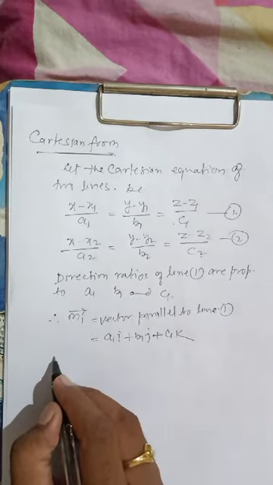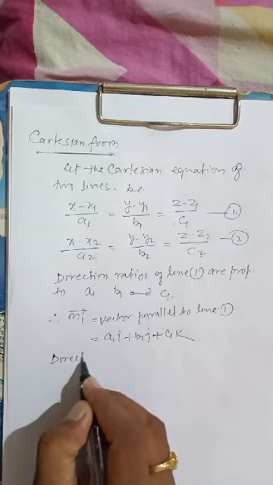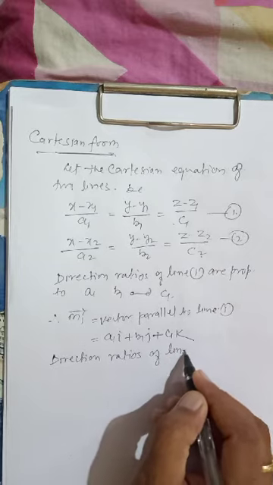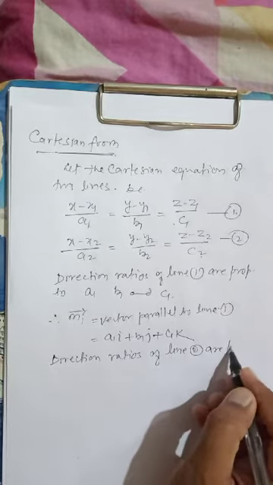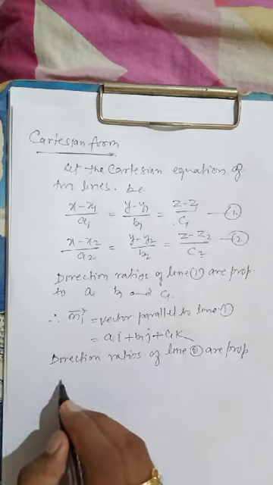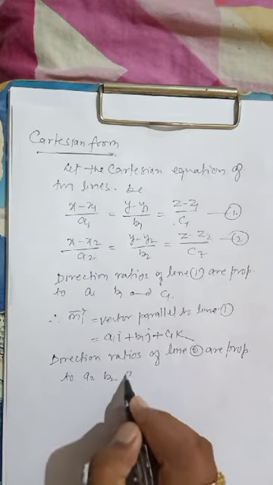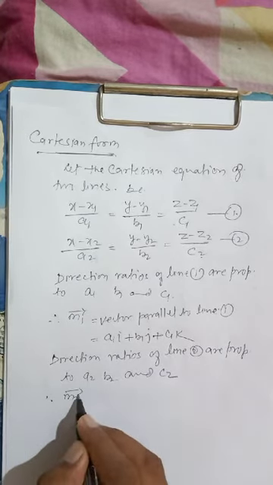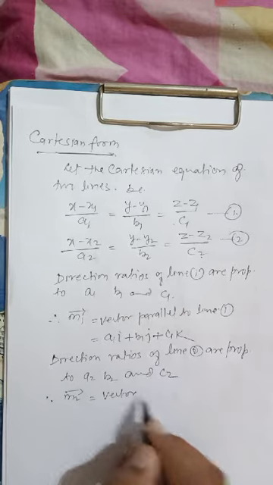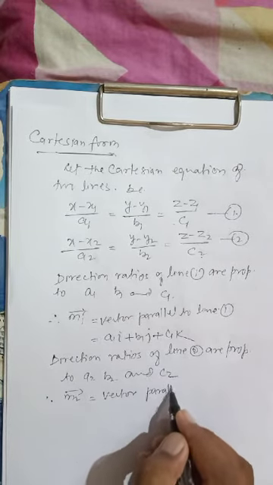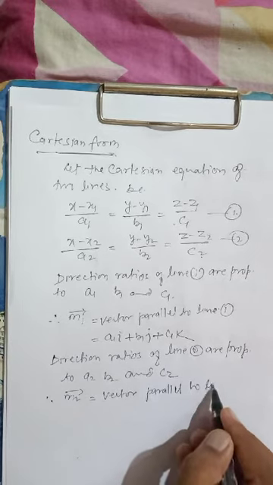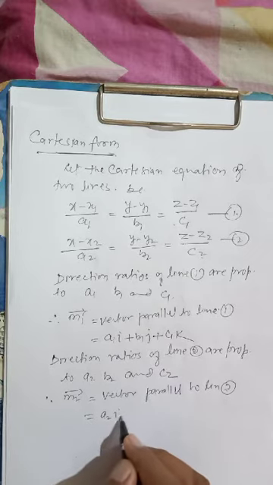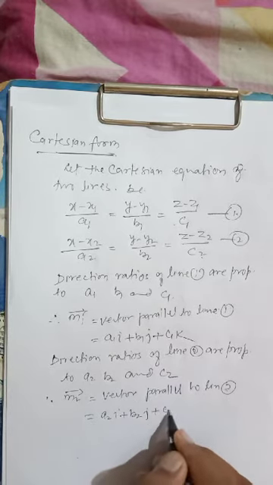Similarly, direction ratios of line 2 are proportional to a2, b2 and c2. Therefore, if we consider another vector m2 parallel to line 2, it is given as a2i plus b2j plus c2k.